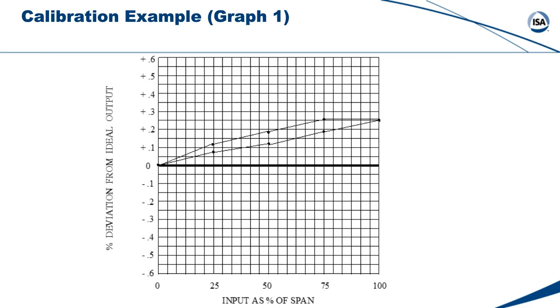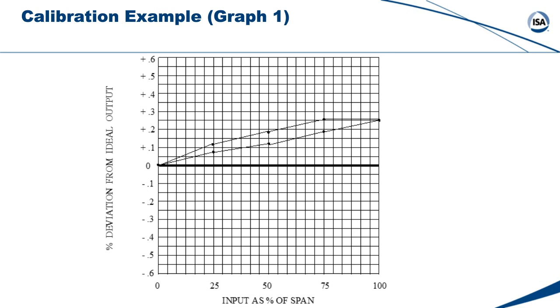Once the as-found measurements were taken, we can graph the results as percent of error. Here we see that the maximum deviation observed was about 0.25%. If you look back at the chart on the previous slide, you'll see that that's the case. This graph shows the upscale and downscale values with some degree of hysteresis evident.